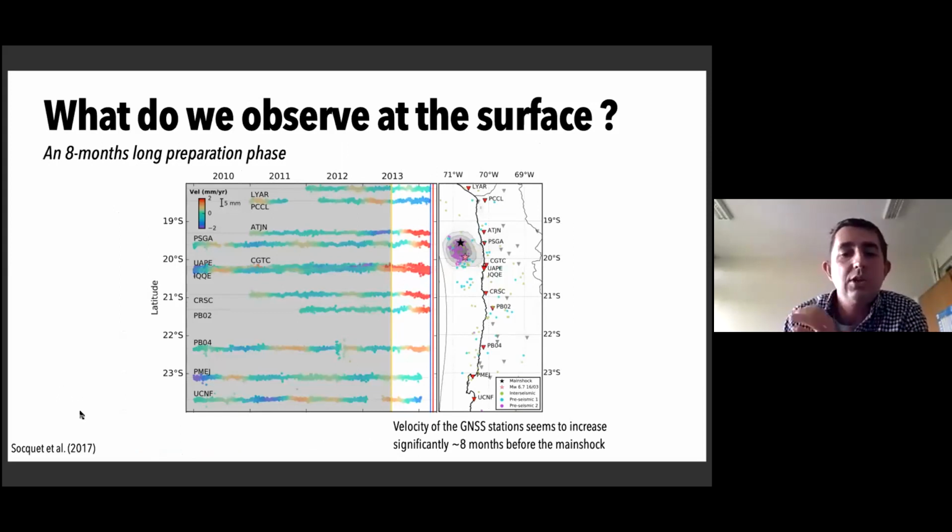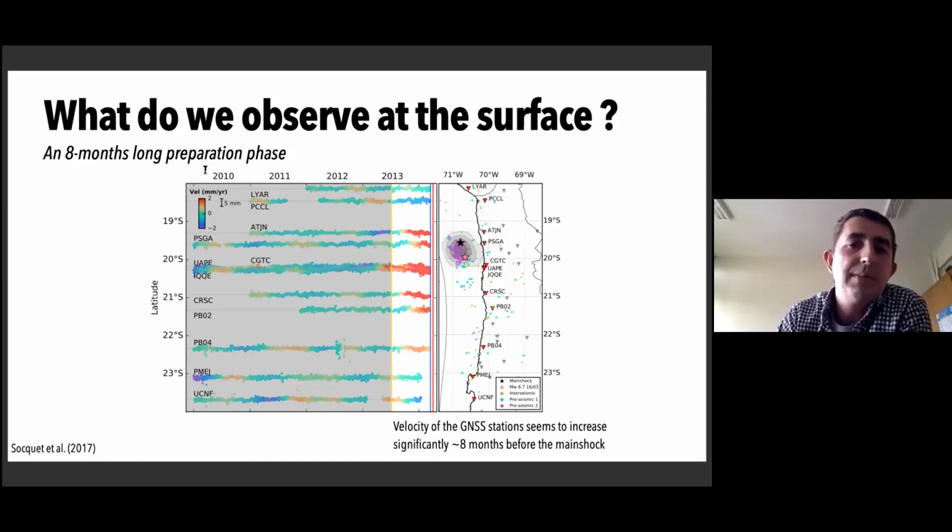Well, when you look at the stations, and this is a study taken from Anne Socquet, she looked at the GPS stations on the coast of Chile, and she basically processed the geodetic data for quite a long time, here from 2012 to 2014, so just before the earthquake. She color-coded all of the time series in terms of velocity, or the rate of change of the displacement at the surface.